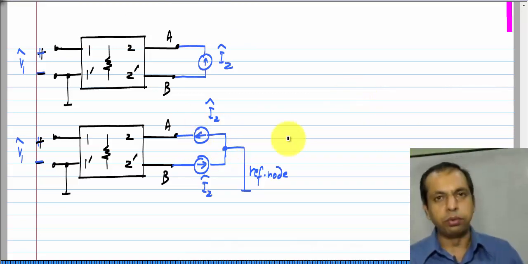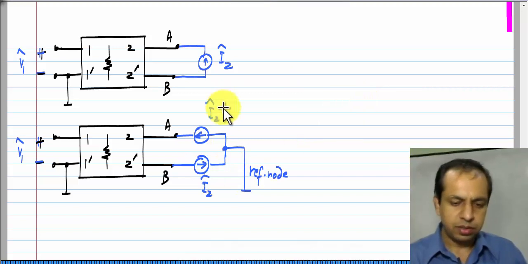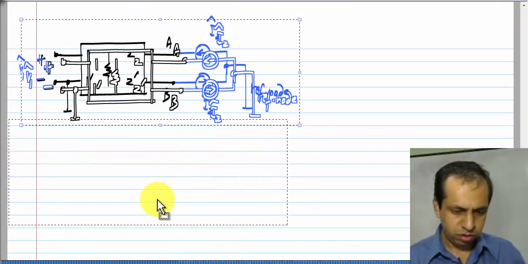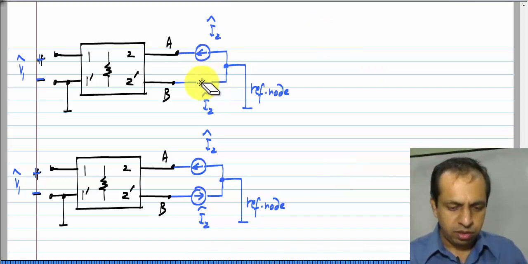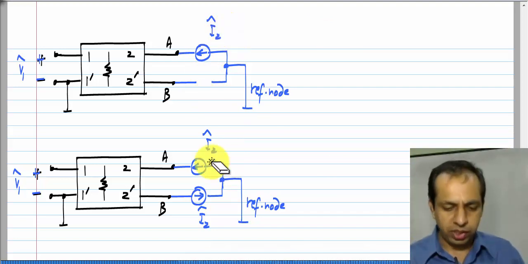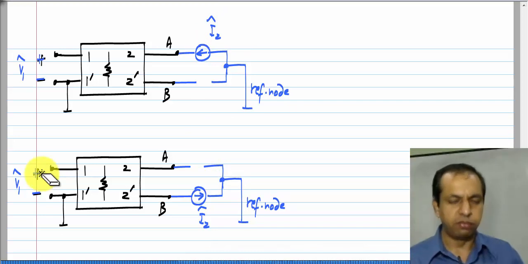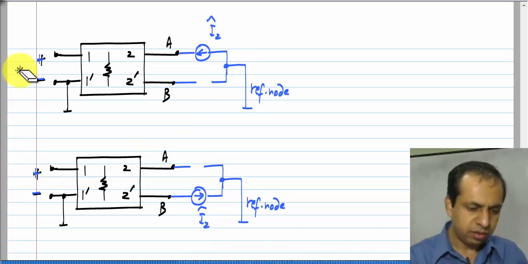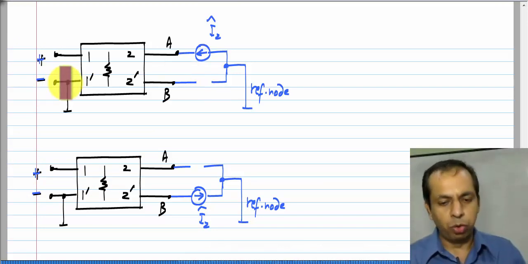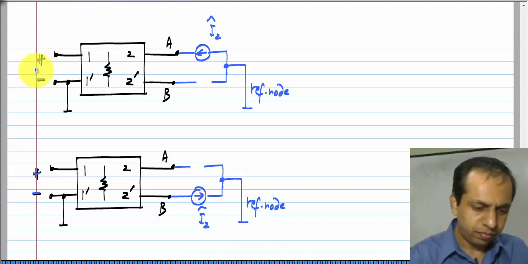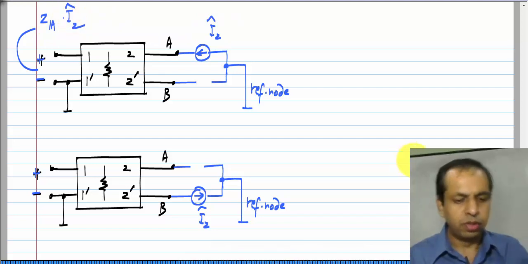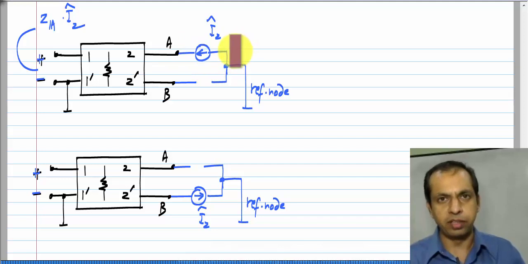So, now since I have two sources here, I will use superposition. So, I will split this into two cases where I have only the upper current source active over there and only the lower current source active over there. Okay. Now, what is the voltage I get at port 1? So, now port A is fed with I2 hat. So, at port 1 I will get Z1A times I2 hat, okay, with only this current source being active.